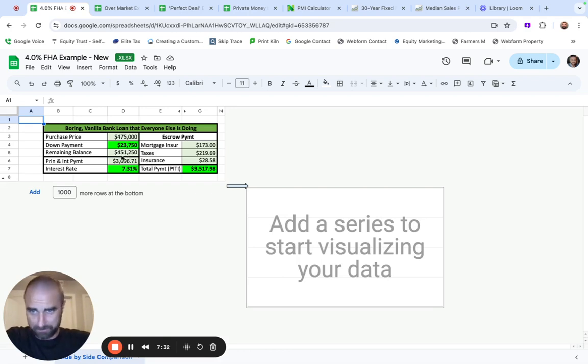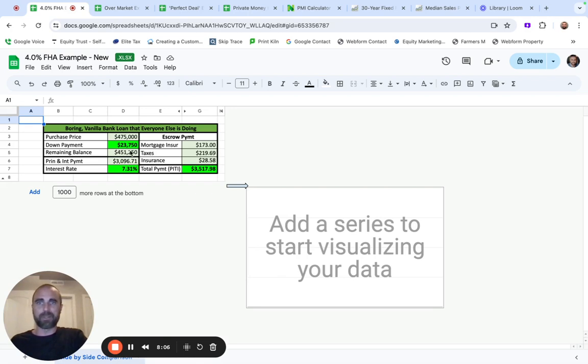475 minus your down payment is how much is left on your loan, which means you still have to pay the bank $451,250. Now, in this example, the interest rate was 7.31% at the time of this example, which is a real life example. That 7.31% paid out over 30 years means that your monthly principal and interest payment is $3,961.